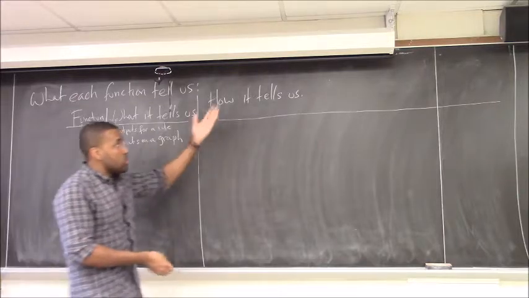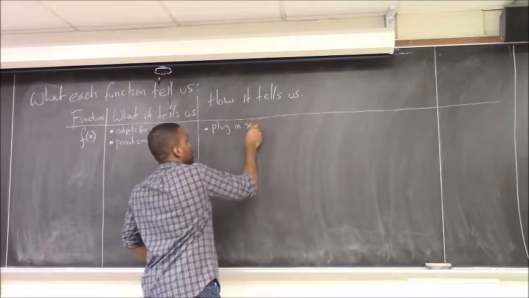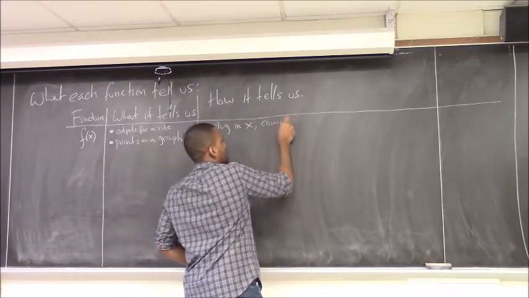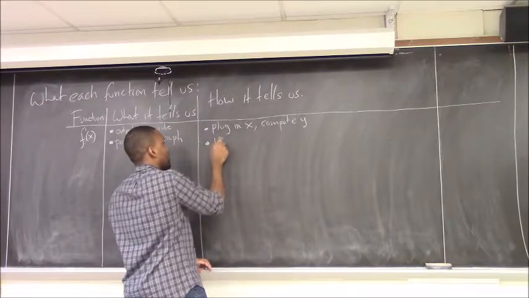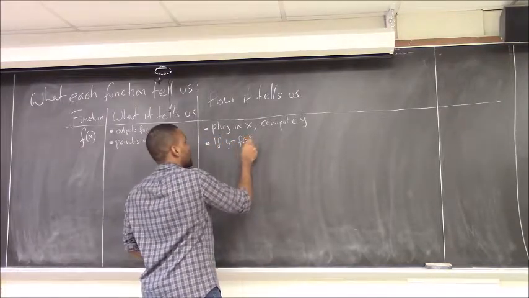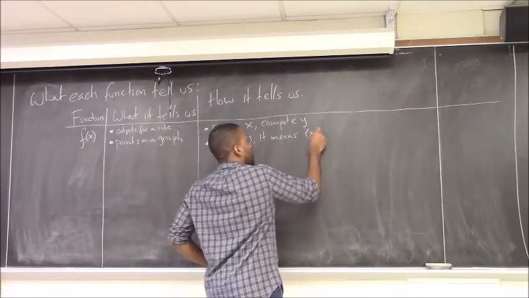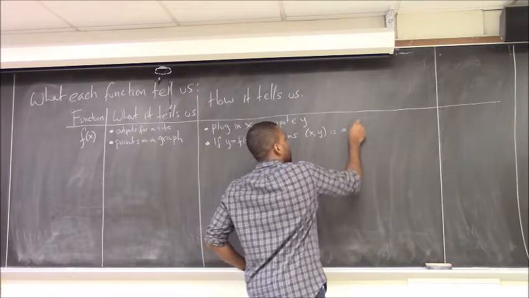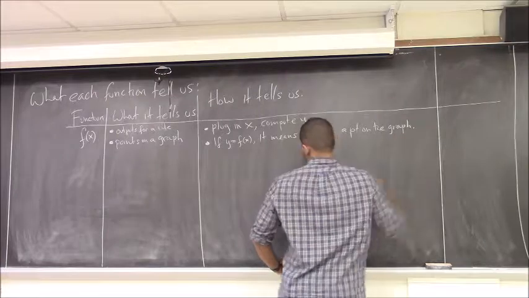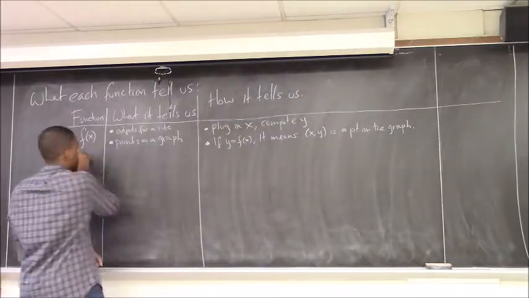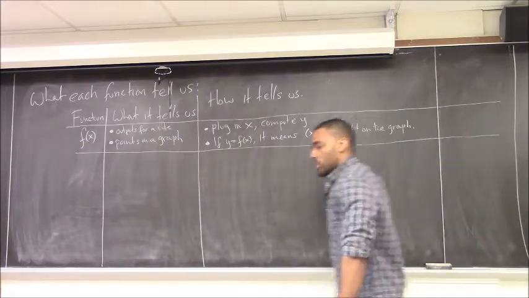How does it tell you that? Well, basically, you plug in x and compute y. You can also realize that if your y equals f of x, it means x comma y is a point on the graph. So that is what the original function is for.